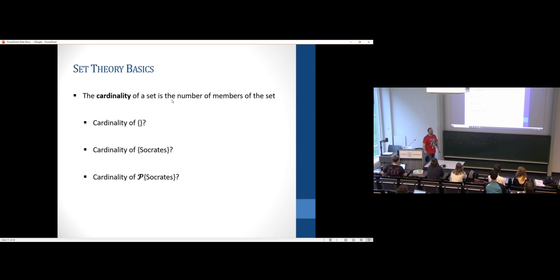Yes? If you put brackets over the Socrates, is the cardinality 0? Good question. So if we put brackets in here, we've basically just added an extra pair of brackets on the outside. What's the cardinality of that set? 1. It's still 1. What's its member? The singleton set of Socrates.